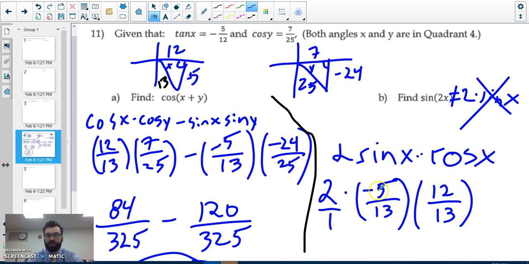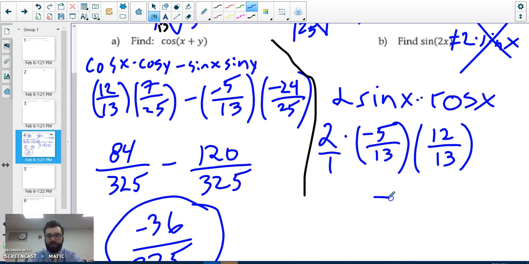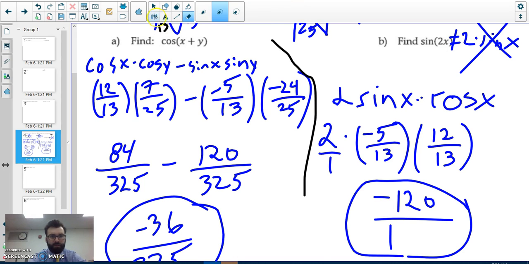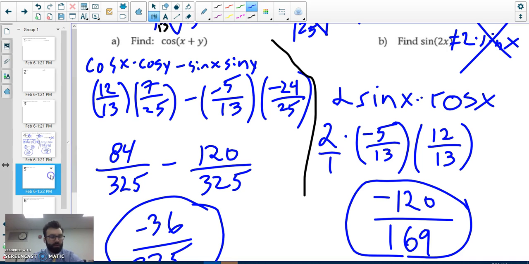So it's 2 times negative 5, which is negative 10. Negative 10 times 12 gives me negative 120. 1 times 13, which is 13. 13 times 13 gives me 196. Yeah, no, 169. Why did I say 196? I knew that looked wrong. All right, so let's move on to the next one.